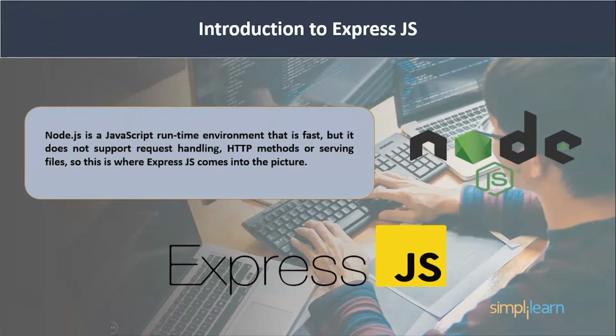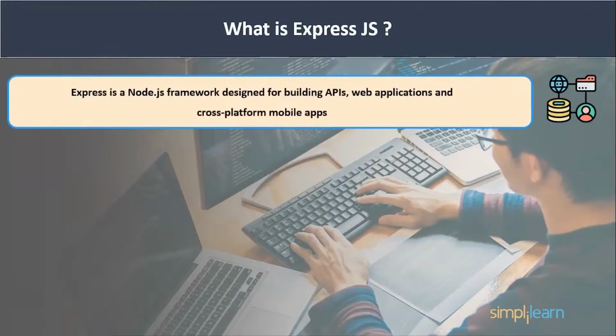You must have heard about the MEAN stack in web development, right? Where E stands for Express.js. It is the backend part of the MEAN stack. It manages routing, HTTP methods, sessions, error handling, etc. Let's see what Express.js is.